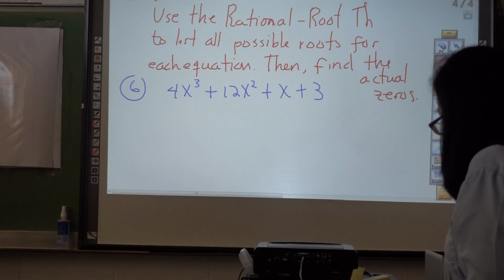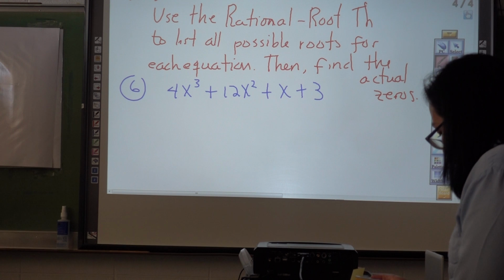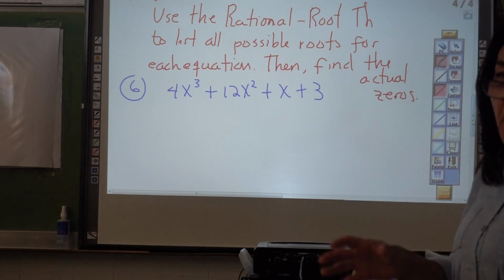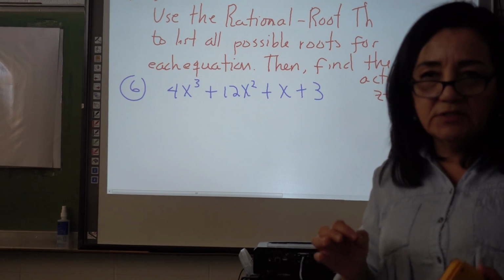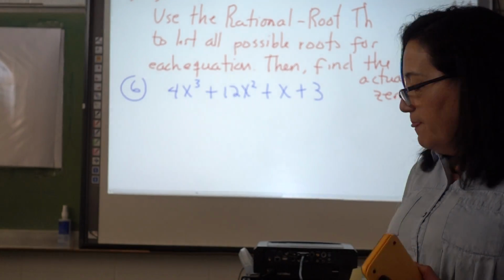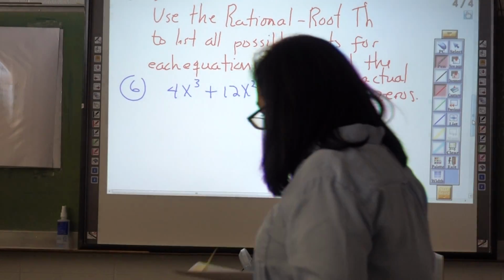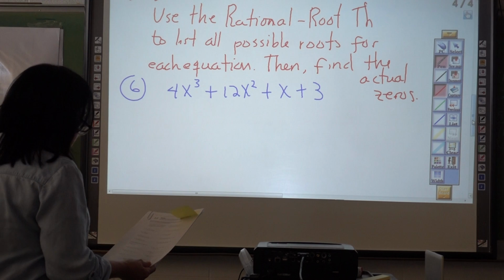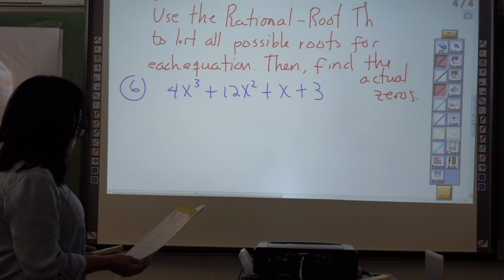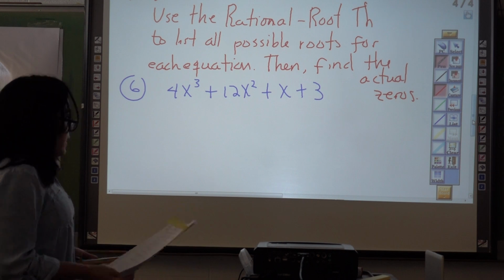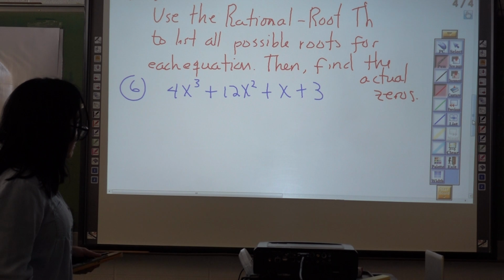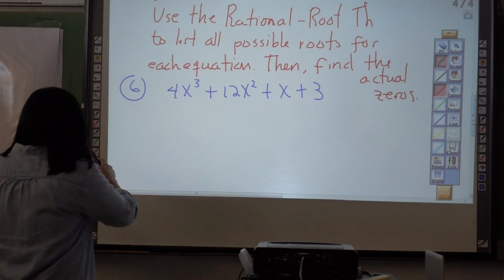This problem is problem number 6. Like I said, I'm trying my best to provide the key problems, the ones that I know are covering more of the concepts that you're going to go through. Number 6 is this one, 4x cubed plus 12x squared plus x plus 3. We are going to list all the possible rational roots.